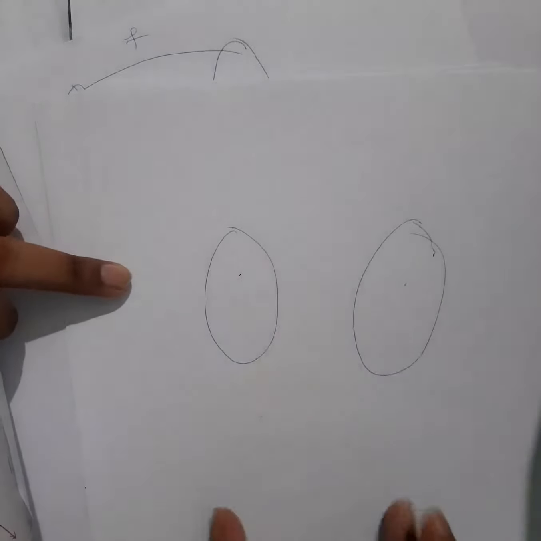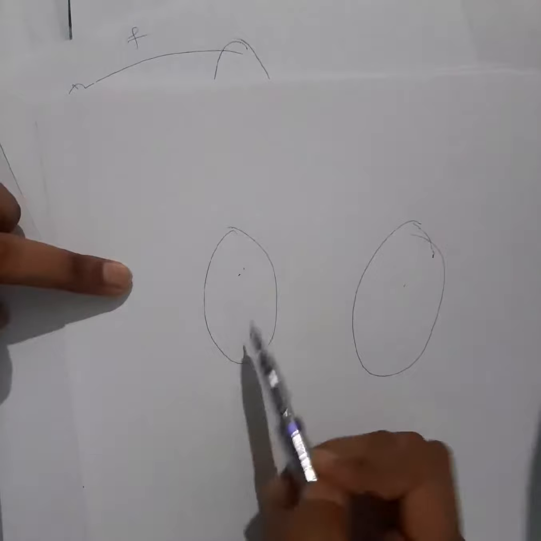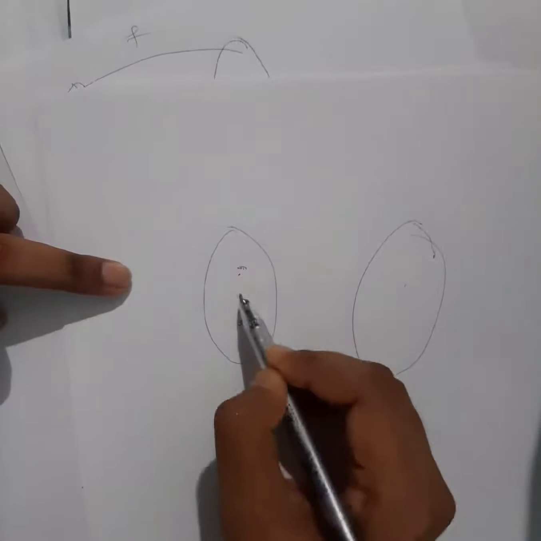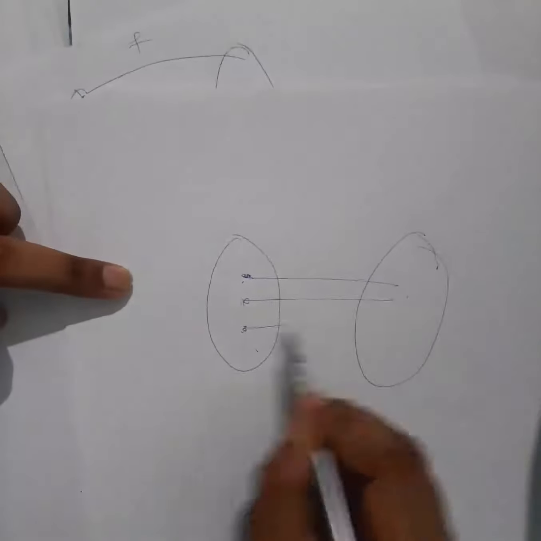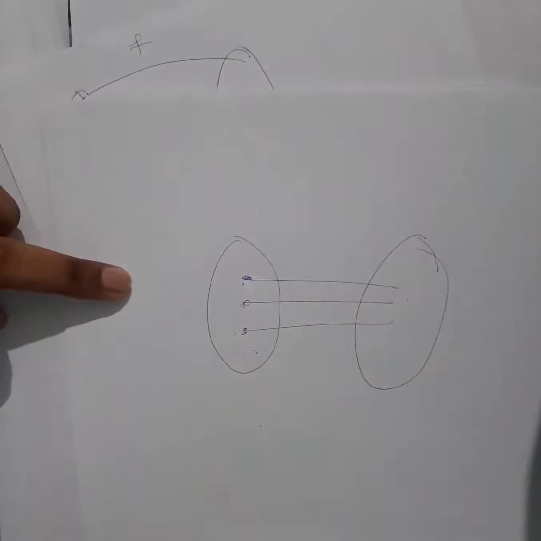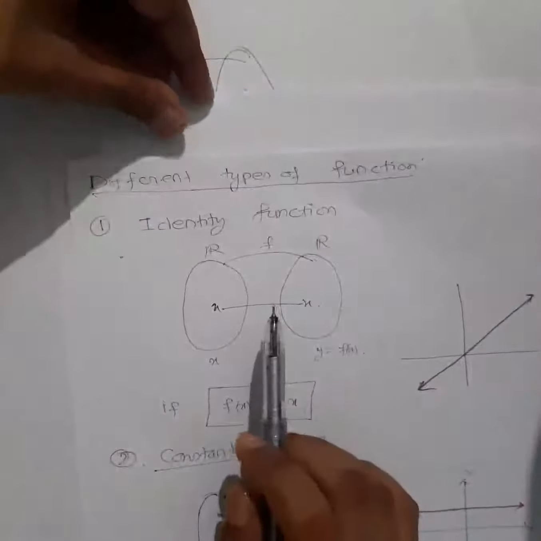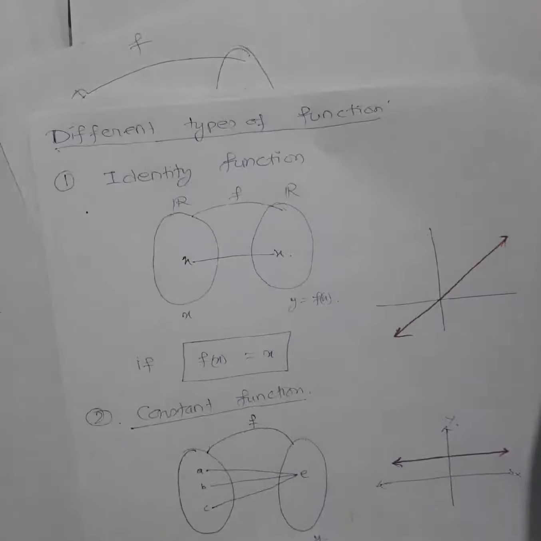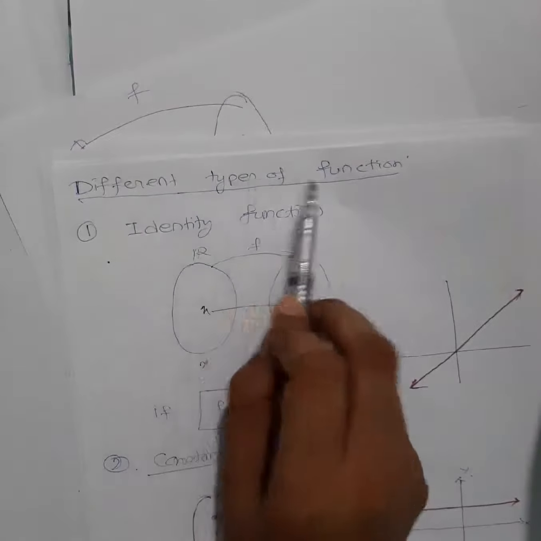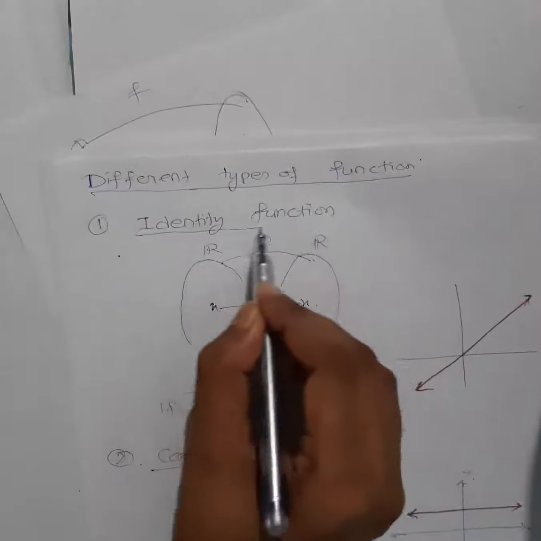If they ask you to find whether it is a function or not, always use this concept. Every element here, make sure it is having an image. And how many images? Exactly one image. That is what a function is, okay? Now, time is also limited, so let me just discuss some different types of function. First one is the identity function.